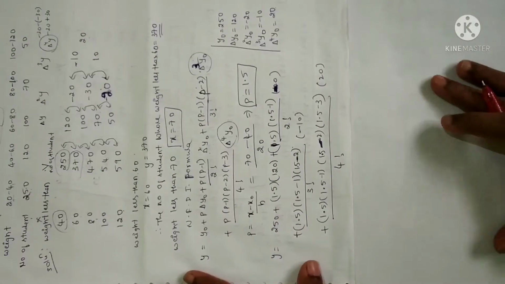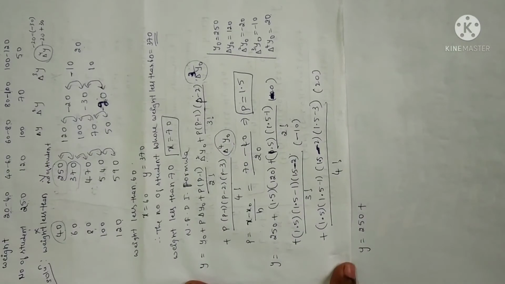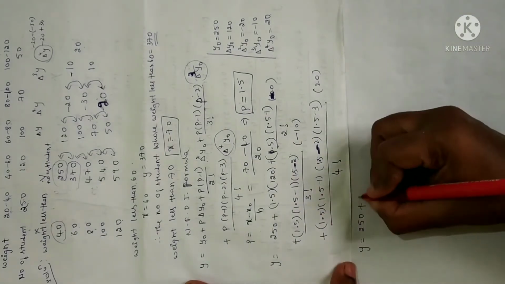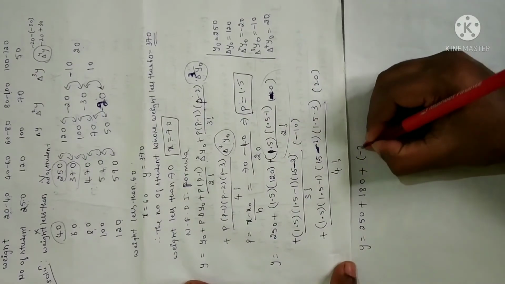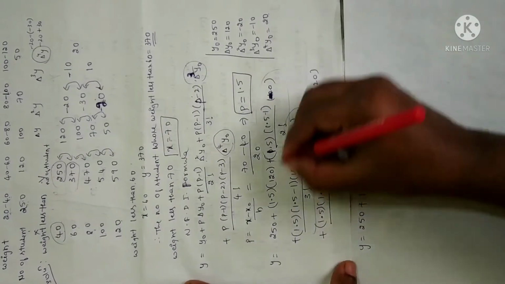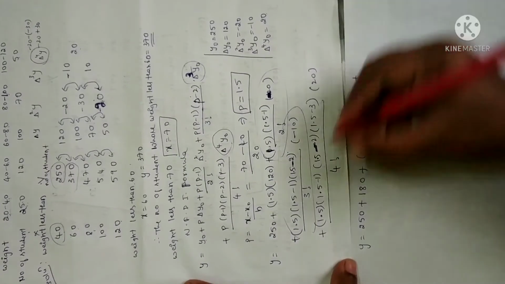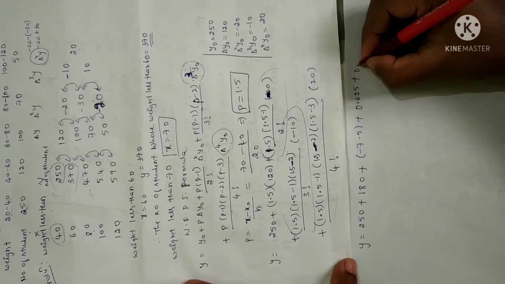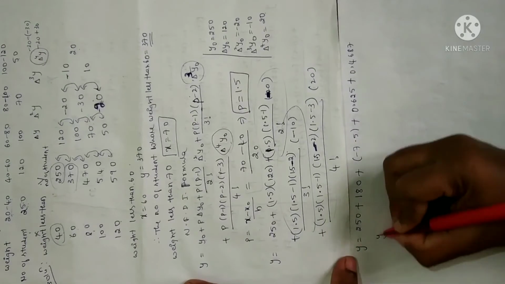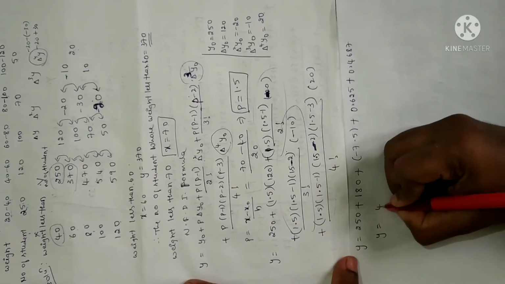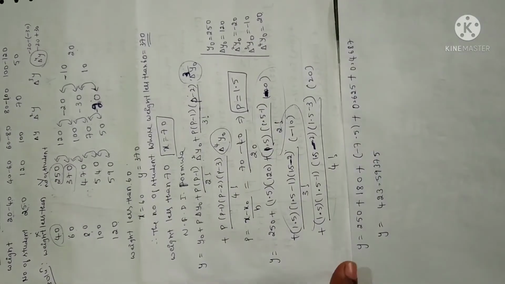Use the calculator. So you will get y is equal to 250 plus 1.5 into 120. When you multiply 1.5 with 120, you will get 180. Plus simplify this term, you will get minus 7.5. Third term, you simplify this term, you will get plus 0.625. Plus last term, you simplify, you will get 0.4687. Fine. Now when you simplify throughout, you will get 423.59375.